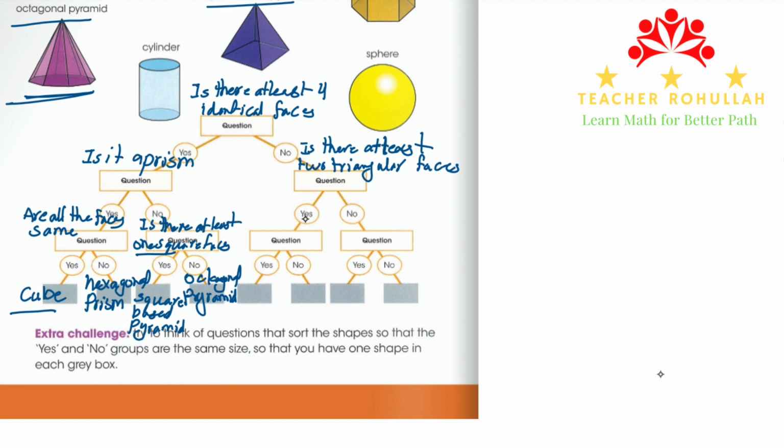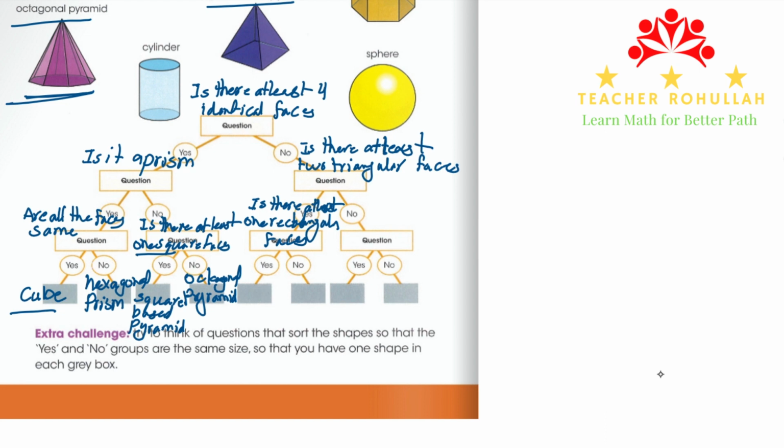If the answer is yes, again we have another question that should be asked. So this question is asking, is there at least one rectangular face? Let me write. Is there at least one rectangular face? If the answer is yes, what is that shape?